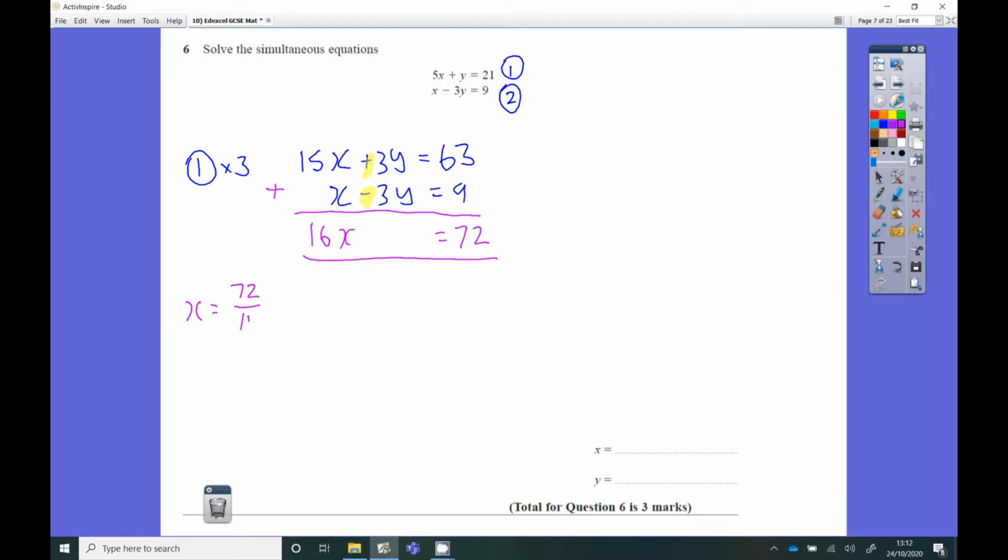So we can just simplify that down. It's even, so that's 36 over 8. They're still even, so 18 over 4, which is 9 over 2, which is 4.5.